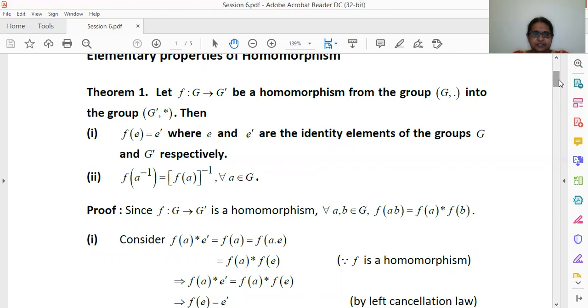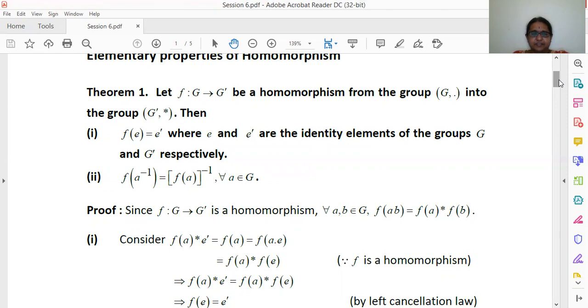Now here what is given is f from G to G dash is a homomorphism, from the group G, dot into G dash, star. Therefore, for any two elements in G, we can write f of ab is equal to f of a star f of b. Now consider f of a star e dash. This is equal to f of a, because f of a is an element of G dash and e dash is also an element of G dash. Thus we can write f of a star e dash is equal to f of a.